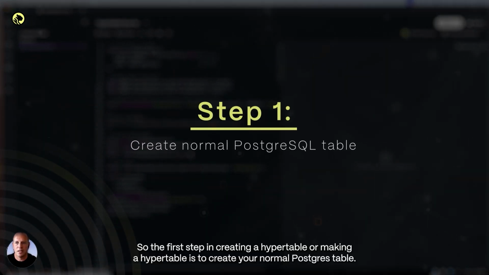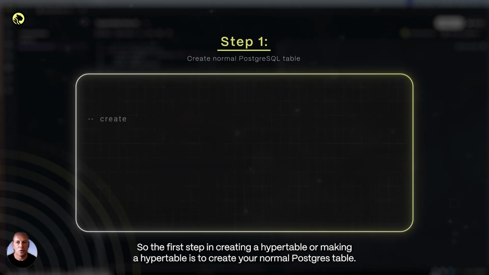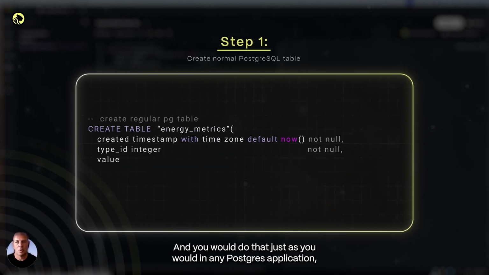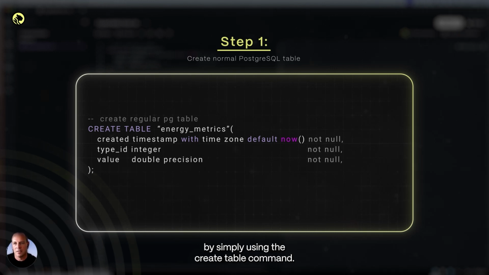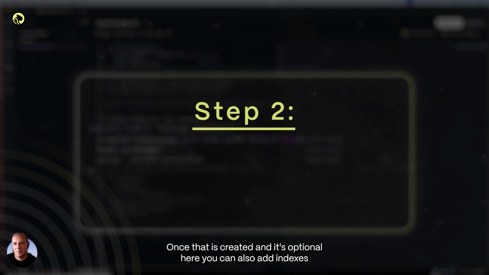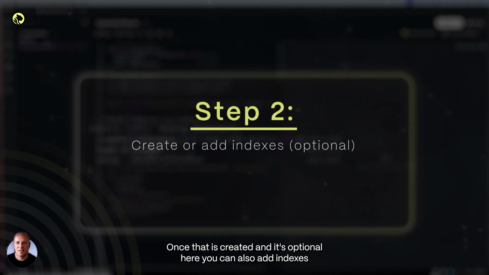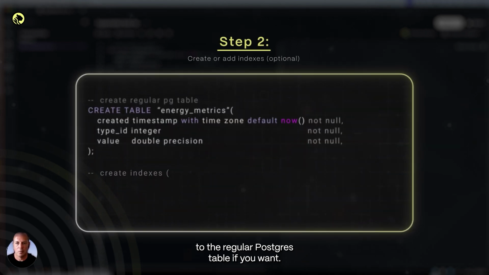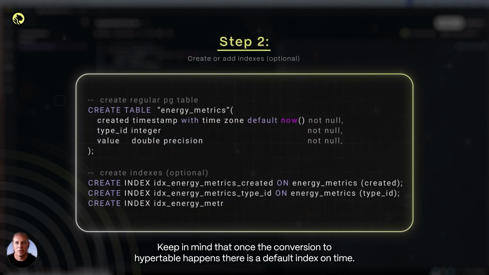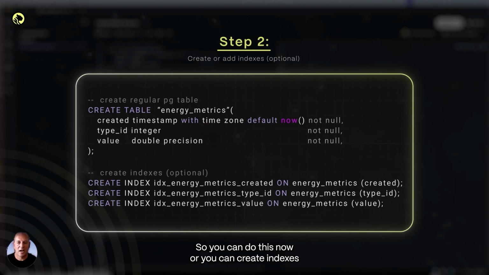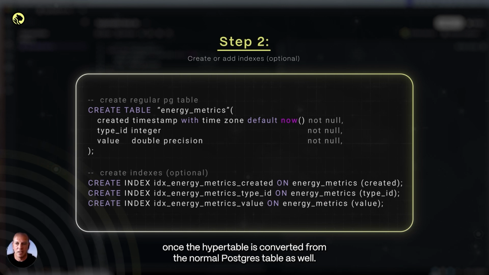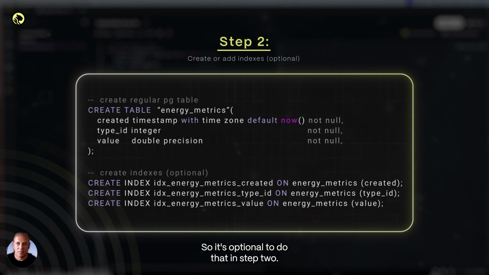So the first step in making a hypertable is to create your normal Postgres table, and you would do that just as you would in any Postgres application by simply using the create table command. Once that is created, you can also optionally add indexes to the regular Postgres table. Keep in mind that once the conversion to hypertable happens, there is a default index on time. So you can do this now, or you can create indexes once the hypertable is converted from the normal Postgres table as well. So it's optional to do that in step 2.